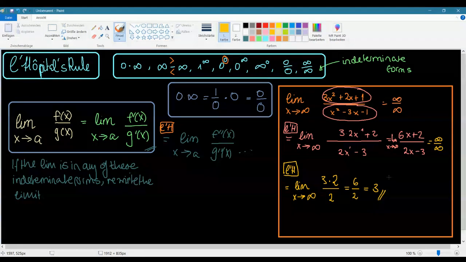So as you see, now it was really easy to get to that. I mean, we could have divided everything by x squared, but we didn't need to. I mean, that was so easy, right? You apply it twice, and there you have it. And that's kind of a good example.